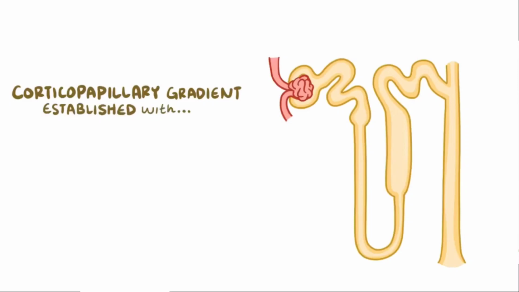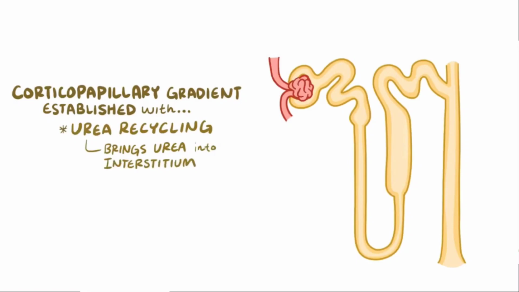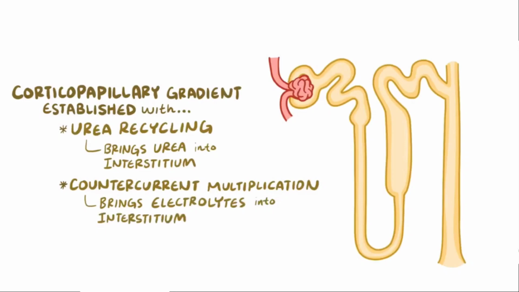Establishing the corticopapillary gradient takes a ton of work. Specifically, it relies on two key mechanisms. The first is urea recycling, which helps bring urea into the interstitium, and the second is countercurrent multiplication, which helps bring electrolytes into the interstitium.